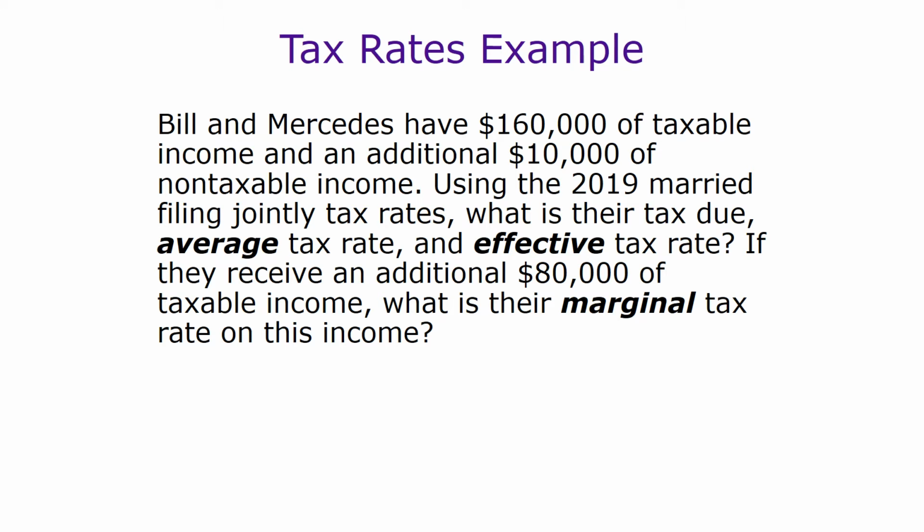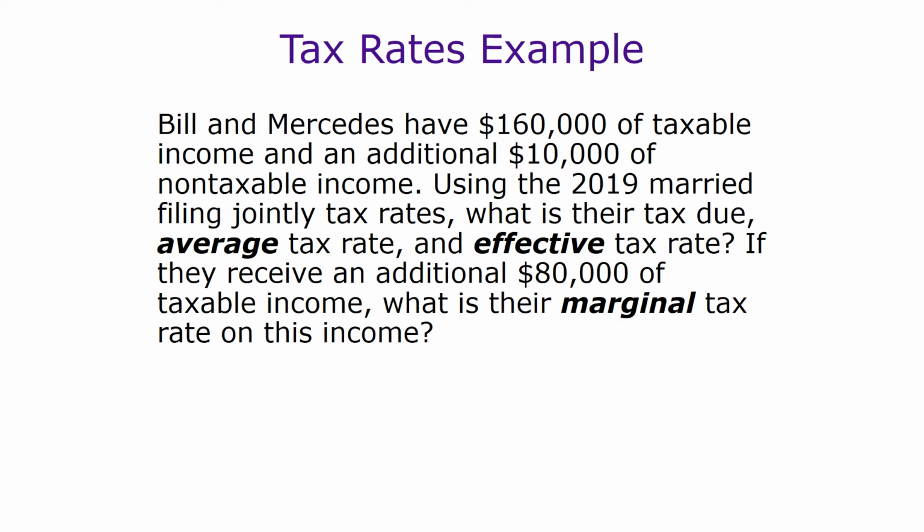So in our example, we have Bill and Mercedes. They have $160,000 of taxable income and an additional $10,000 of non-taxable income. You're going to see as we go through the semester, not all the income that a person receives may be taxed. Using the 2019 married filing jointly tax rates. Now, if you're sitting there saying, what's married filing jointly? Don't worry, in chapter 4, we'll be discussing that. But that's one of the options a person who is married has to file their tax return.